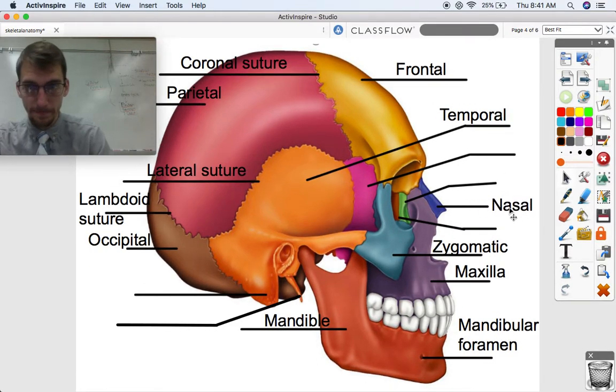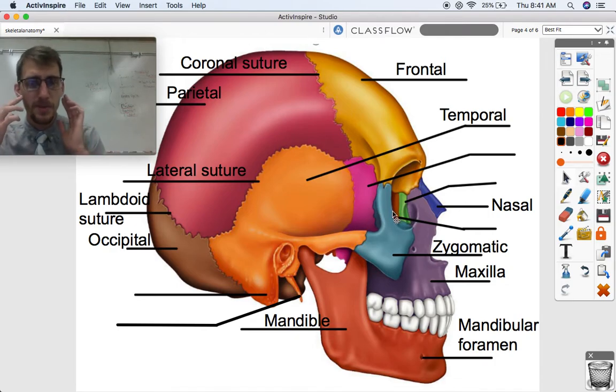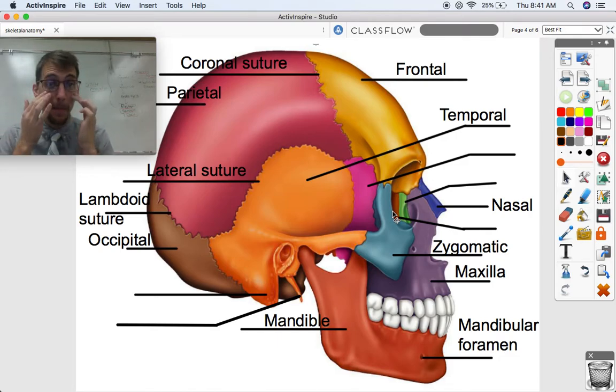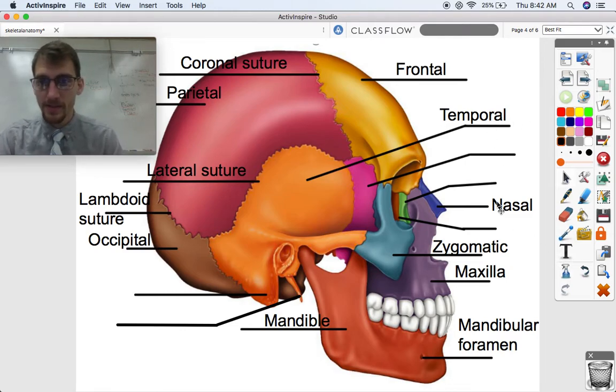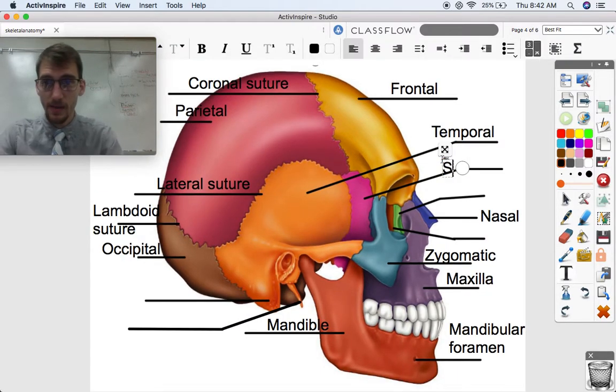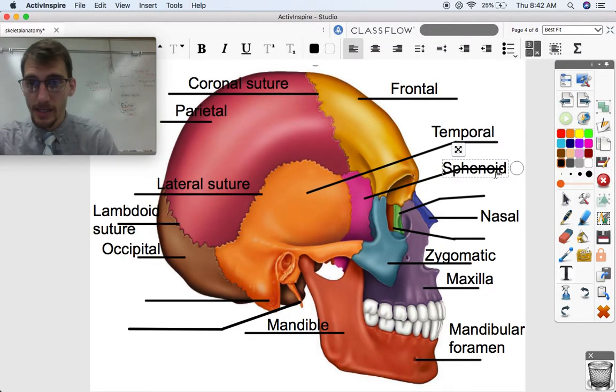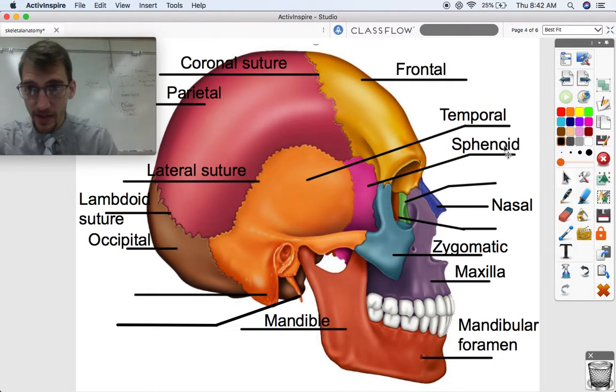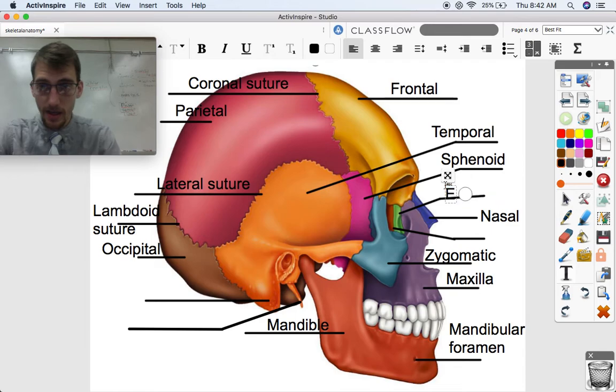Makes sense, right? Now we have these three conspicuous bones over here that make the sides of your face and help make up the eye socket and also a little bit of the nasal cavity. So we're going to be talking about those in a second. This pink bone right here, just under where it says temporal bone, this is called the sphenoid bone. Sphenoid, S-P-H-E-N-O-I-D.